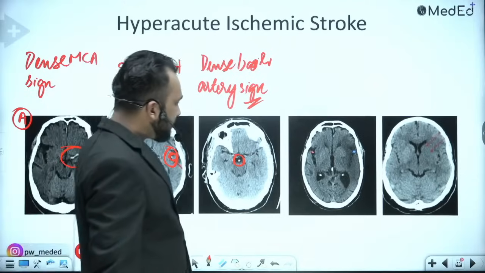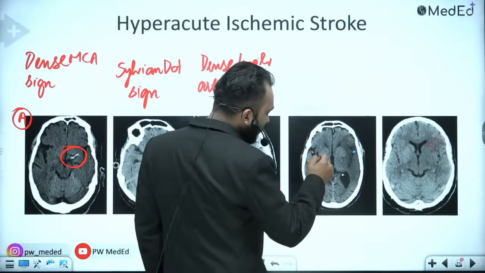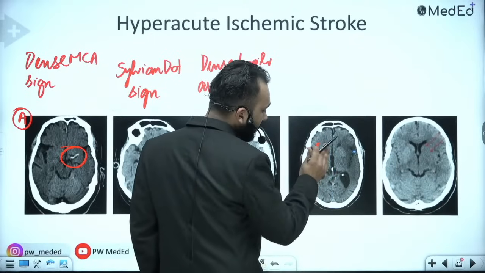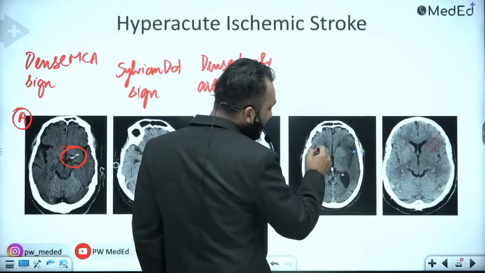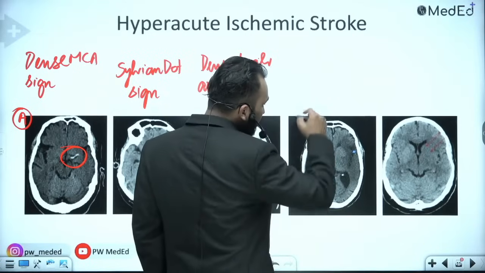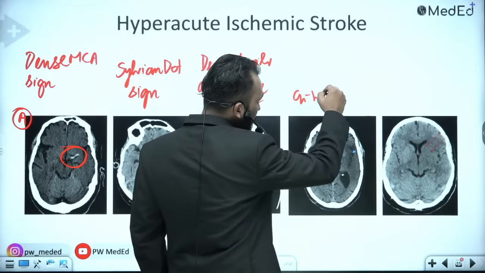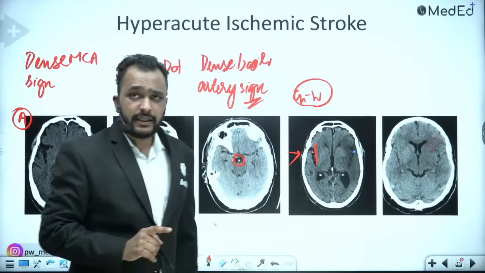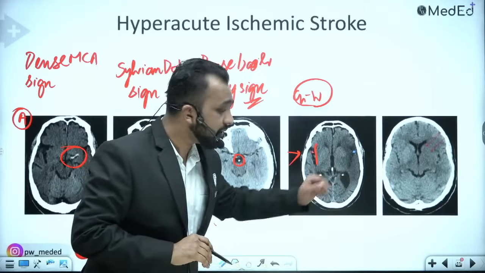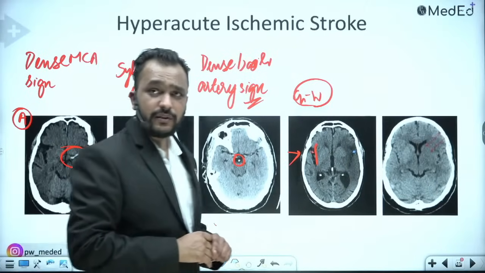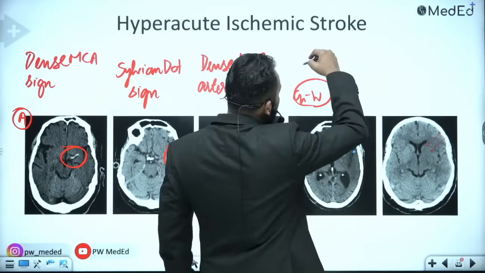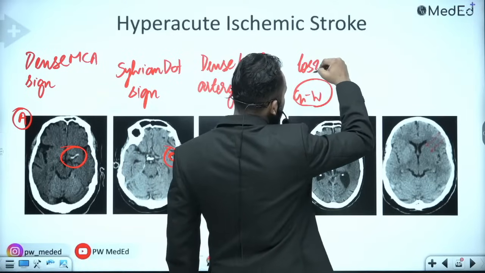And in the fourth image, we can see that this is your insular cortex, right? On the right side, we can see that your gray white matter differentiation is maintained, but it is absent on the left side. So this is known as loss of insular ribbon sign.